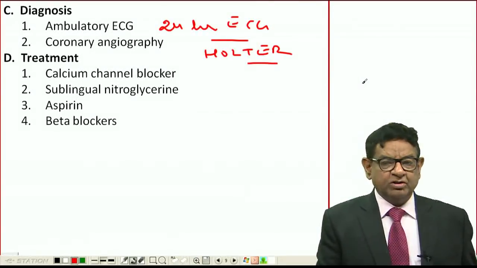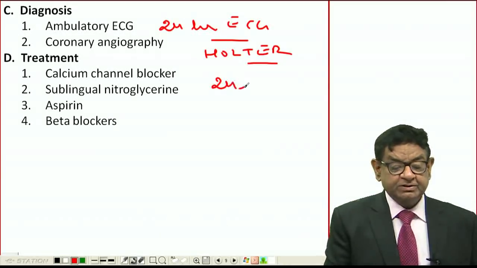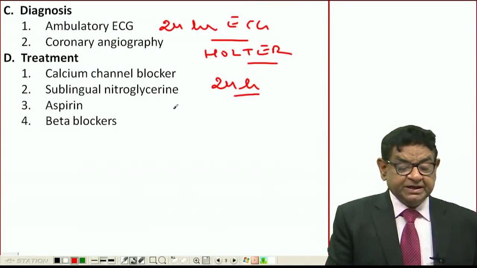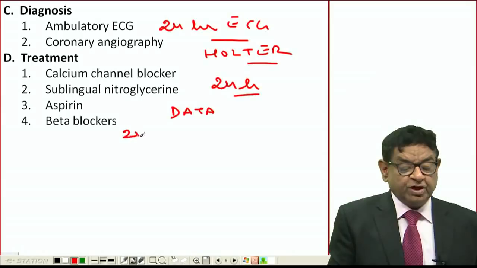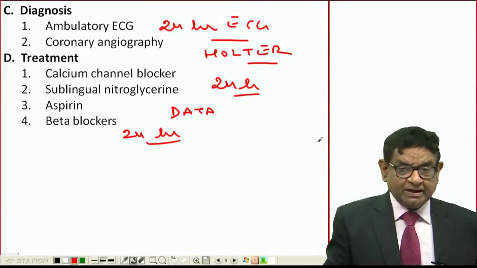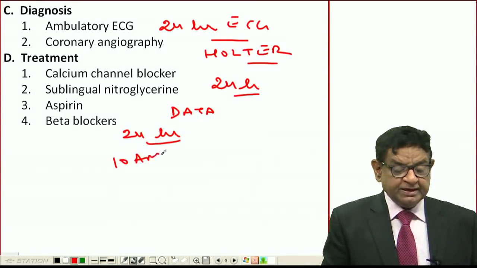ECG leads are tied and the machine is strapped on the patient's body and he's sent home. The patient does all the routine activity. In the next 24 hours, he comes back to the hospital. The machine is removed and the ECG data of 24 hours is analyzed. And suppose the patient comes to you in the hospital at 10 a.m. and he comes to you the next day morning at 10 a.m.